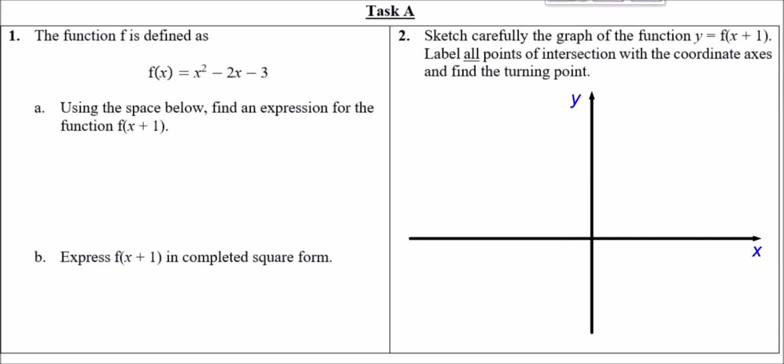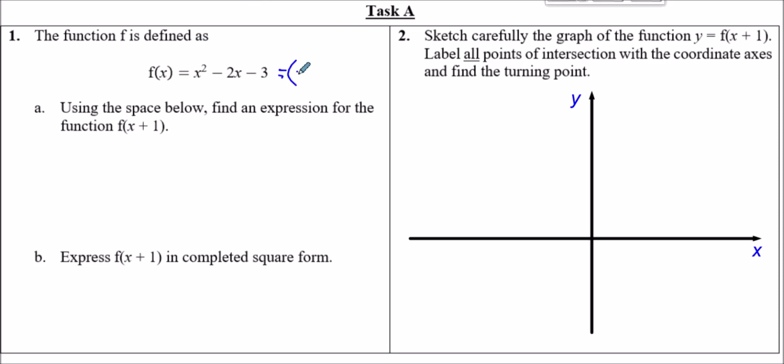Let's have a look at task A now. So task A, again, uses the same function, which we're going to call a parent function later, f of x, which is x squared minus 2x minus 3. So let's just remind ourselves of what we found out about this one previously.